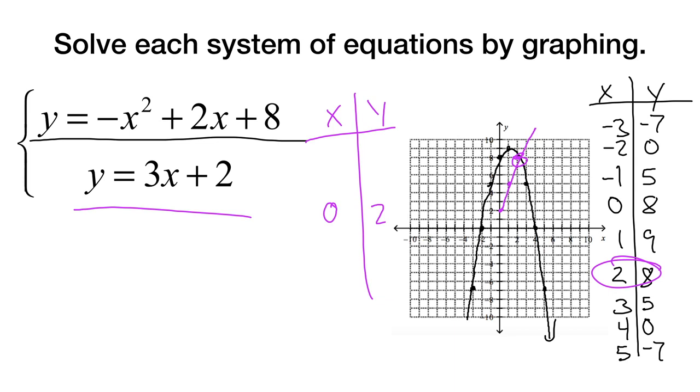Now let's go down 3 over 1. Down 3 over 1. There's our second one at negative 3, negative 7. So those are our two values. Negative 3, negative 7, and 2, 8.